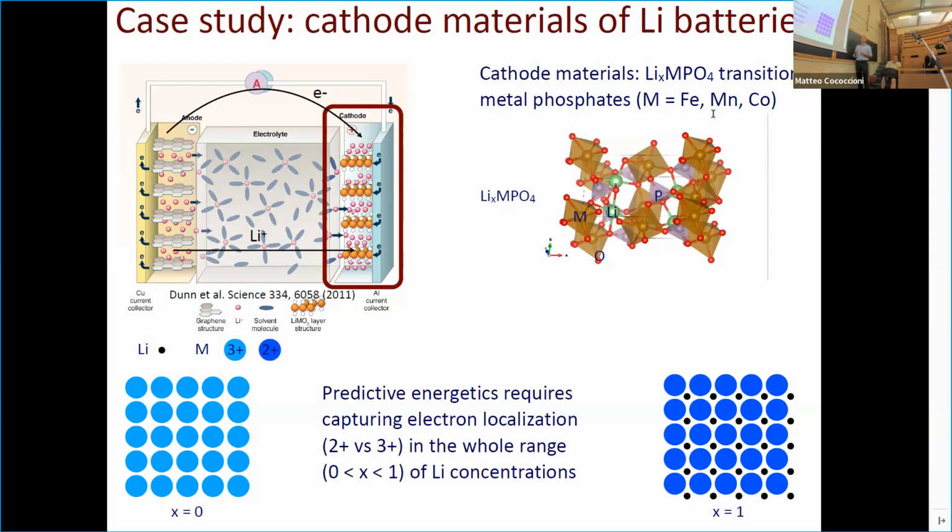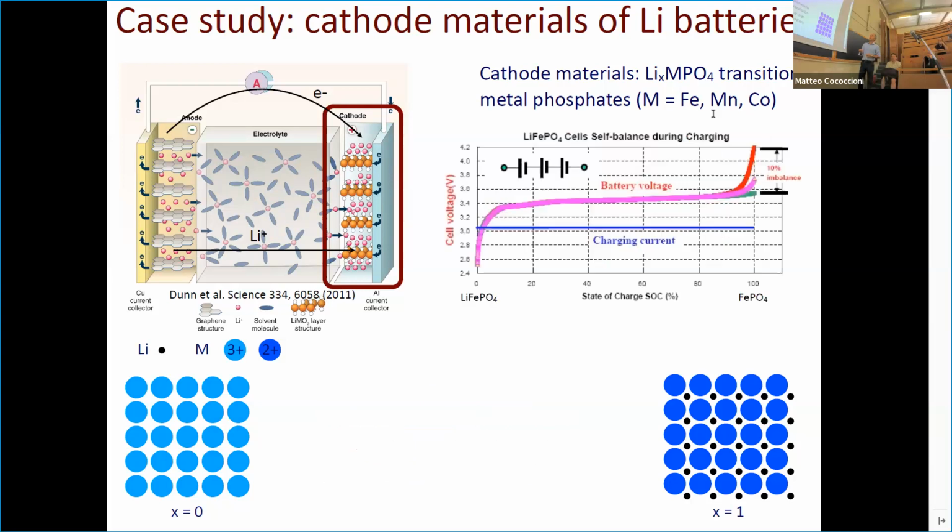What happens in between is also very relevant, but can be quite difficult to catch. What happens exactly can be inferred from the experiment. You see here a plot showing the trend of the average voltage of the material as a function of lithium content, basically the level of charge of the battery. So you see a nice plateau, which is also making the iron member of this family a commercially viable material for these kinds of purposes, because it guarantees that you can use the battery more or less at the same voltage, independently of the level of charge.